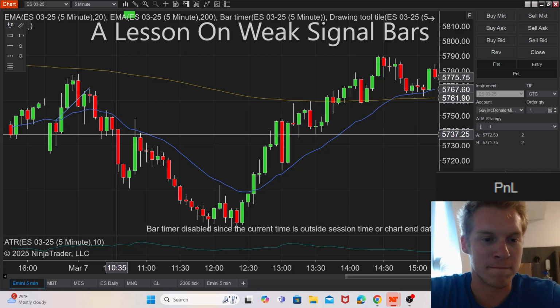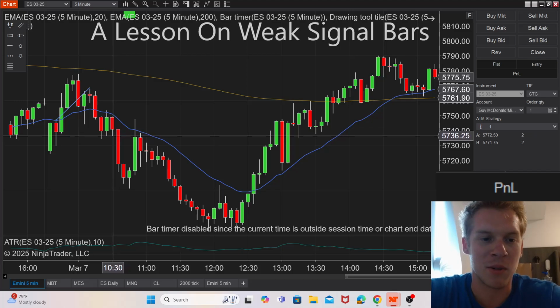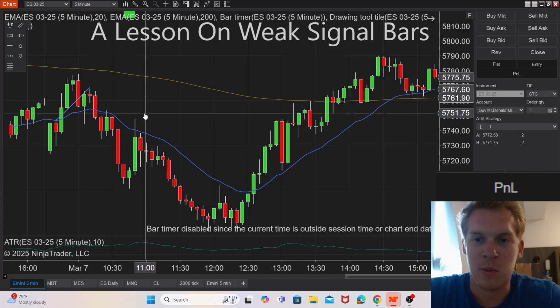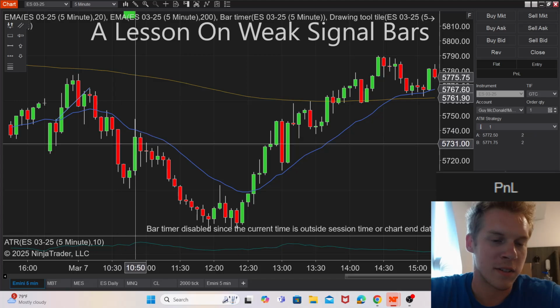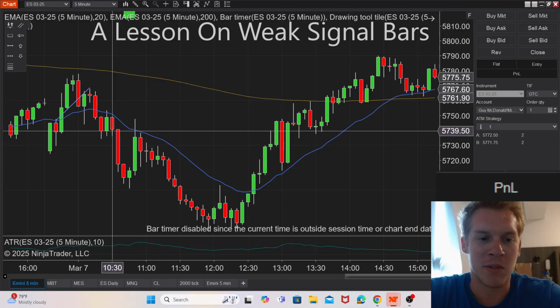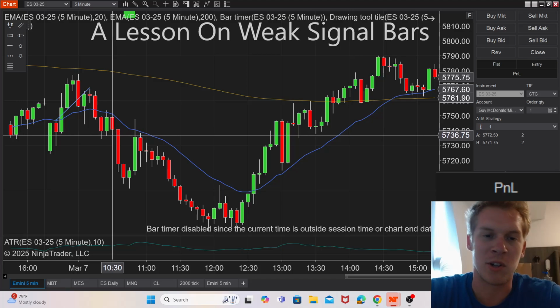Looking at this signal bar, this bar is not closing on its low. Now, we're talking about weak signal bars here. This is not all that weak, but maybe to some, with there being this much of a tail at the bottom, they would put it into question.